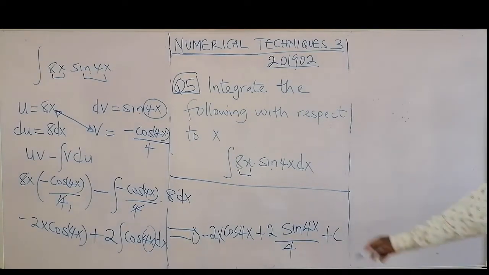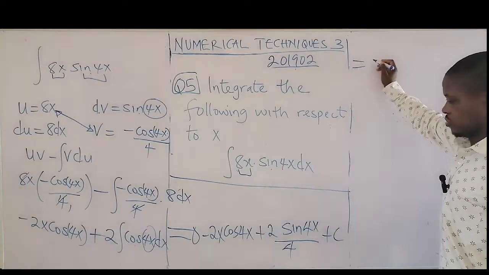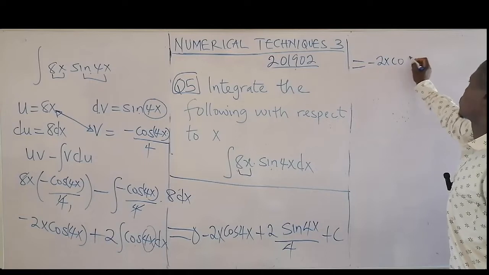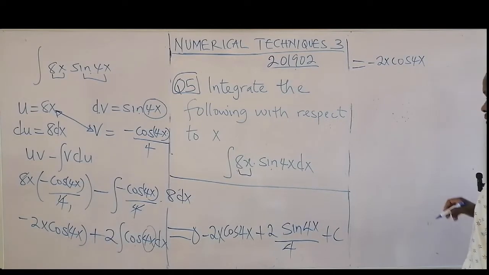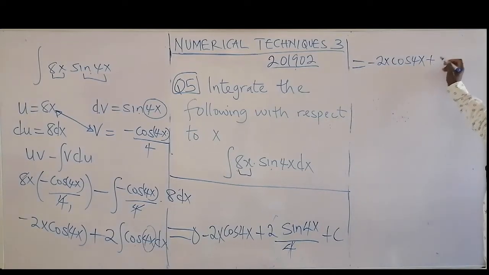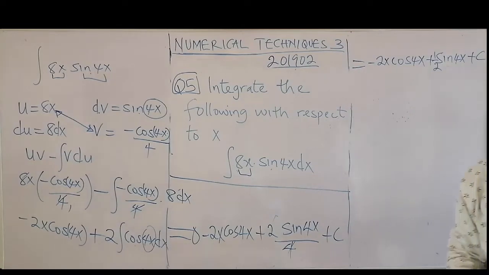That's the answer. We just need to simplify a little. That will be equal to minus 2x cos 4x, and 2 over 4 is 1 over 2, so I have plus 1 over 2 sine 4x plus c. So that's the end of that question.